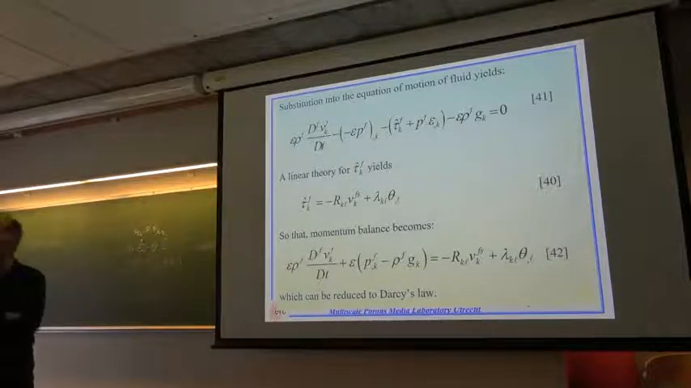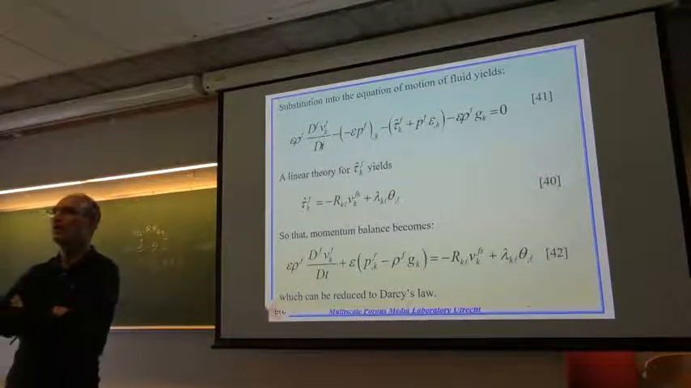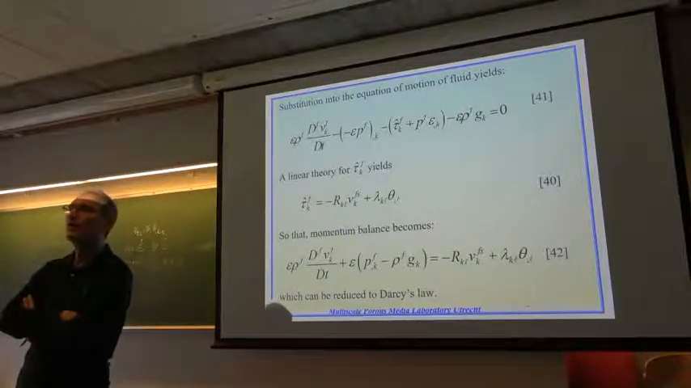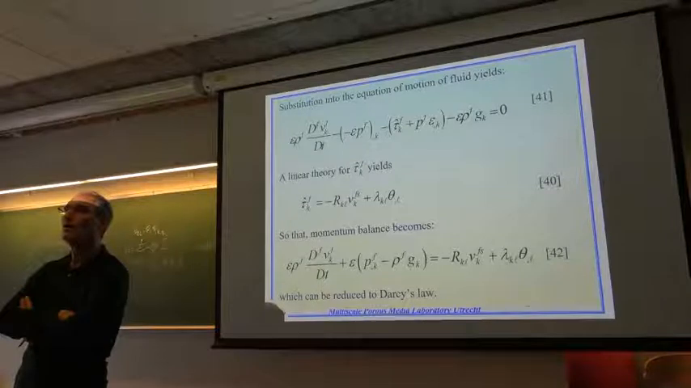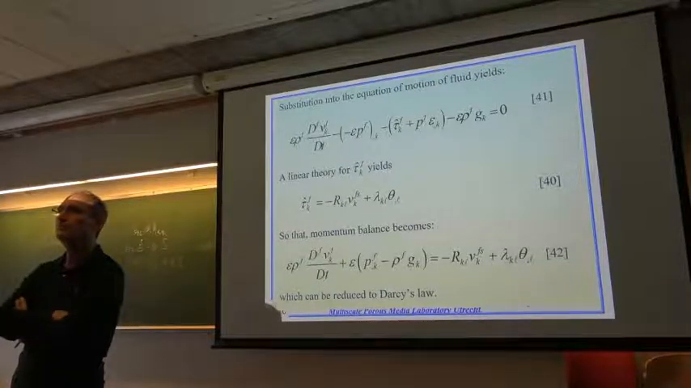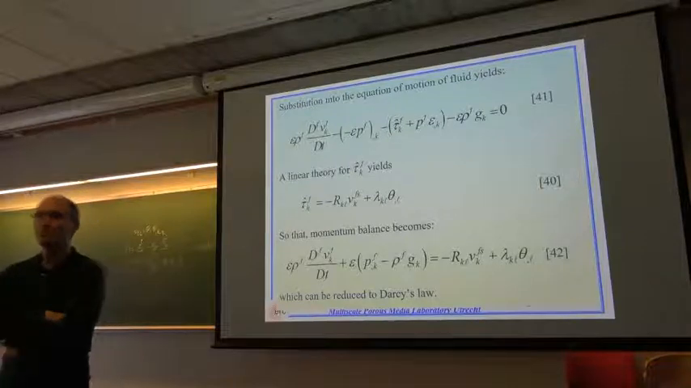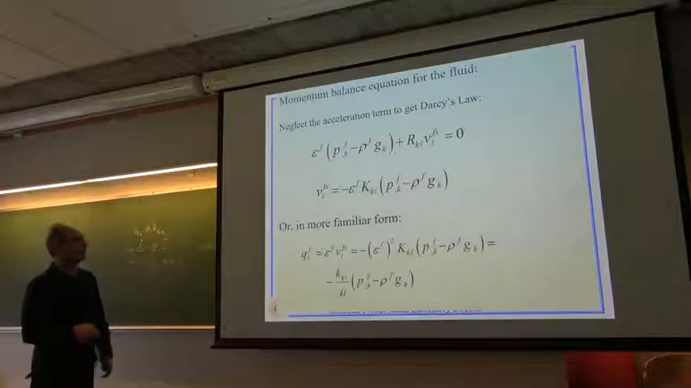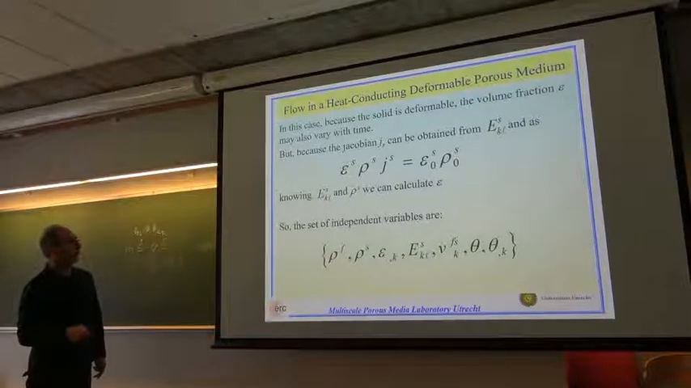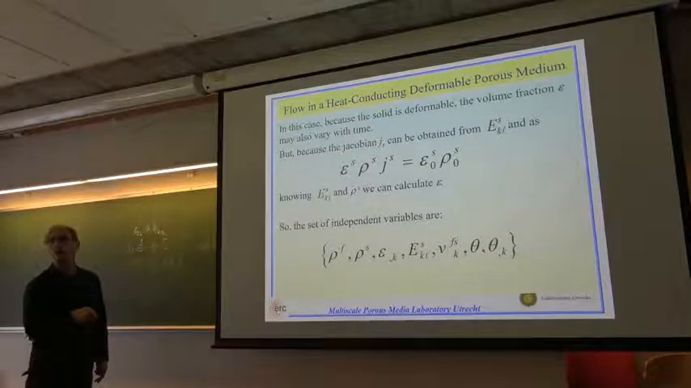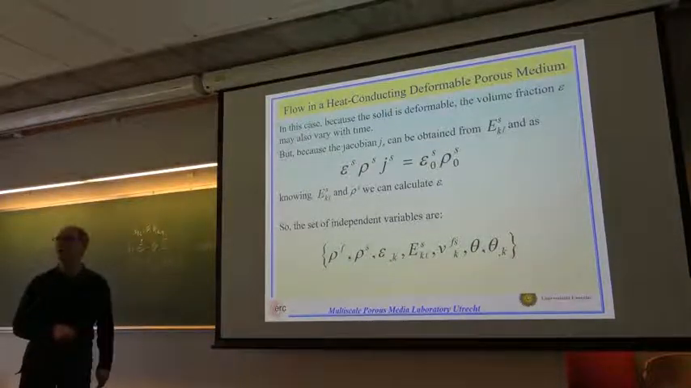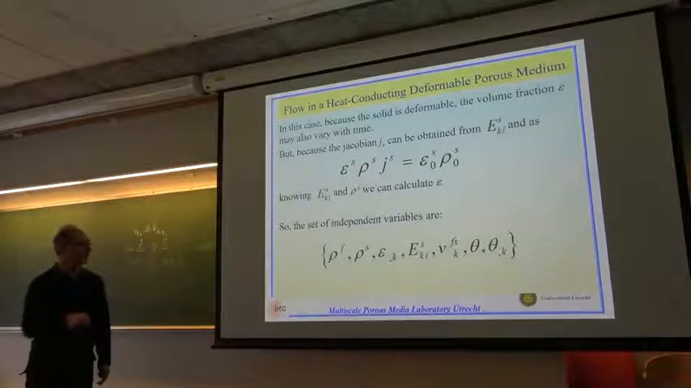Yes? If we assume a deformable solid skeleton, but non-deformable or rigid grains, it means that the only variable we need is the deformation tensor or the strain tensor. We don't need to have a rho s. That is quite correct. For rigid grains, rho s is constant, so this cancels, and then porosity is related to the deformation. That is correct, and we don't need to include that.